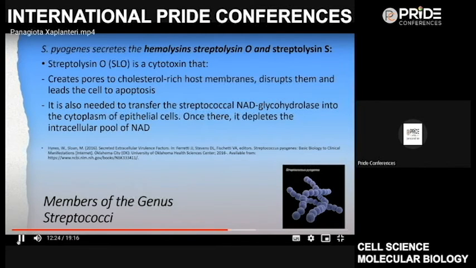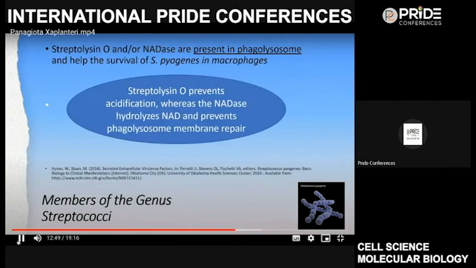Streptococcus pyogenes secretes hemolysins, streptolysin O, and streptolysin S. Streptolysin O is a cytotoxin that creates pores in cholesterol-rich host membranes. It also enables streptococcal NAD glycohydrolase to enter the cytoplasm of the cells. Once there, it leads to depletion of NAD, promoting the survival of Streptococcus pyogenes in macrophages.